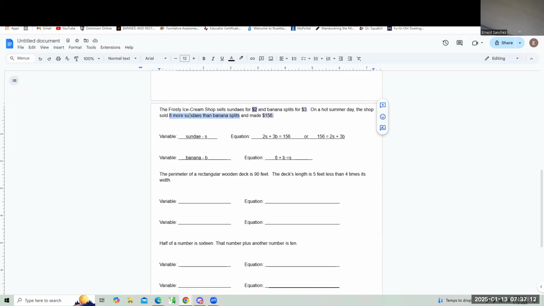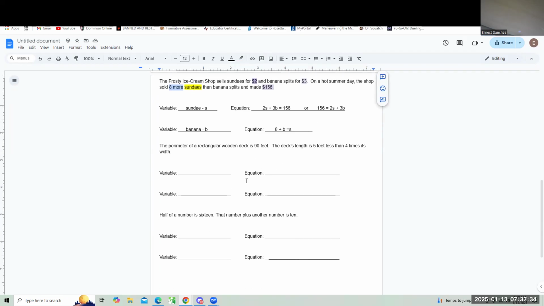the most they have is sundaes, right? So the 8 is not the total. Sundaes is technically the total because they're saying this is the most that they have. This is the biggest number out of these 3. And then it says 8 more with banana splits. So it's kind of tricky for this one. We're not going to have too many like this. These 2 are going to be kind of similar to that, but these are not going to be part of our normal 3. So let's go ahead and move on to the next one.